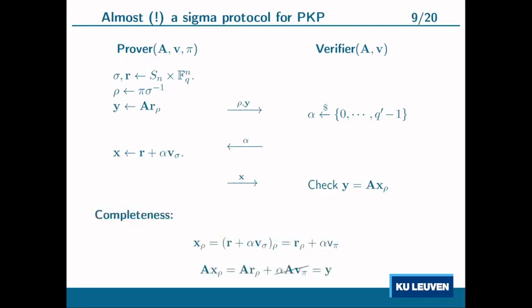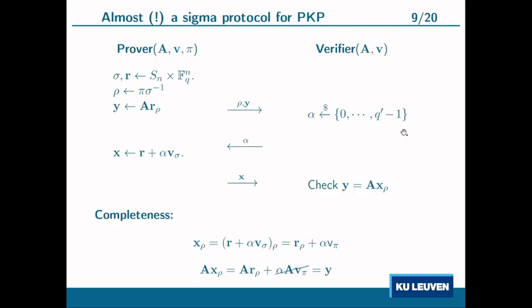If both parties stick to the protocol, and if pi is a solution to the PKP problem, then this check will always pass. This is because if you write out what A times x permuted with rho is, it is equal to y plus alpha times A times v permuted with pi. Therefore, if pi is a solution to the permuted kernel problem, the alpha times A times v permuted with pi part will drop out and the equality holds.